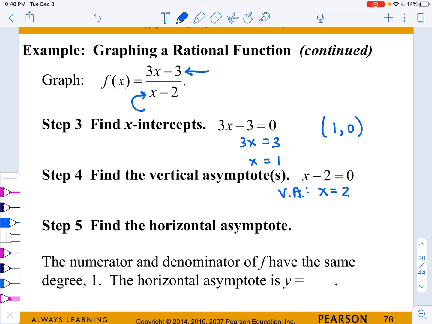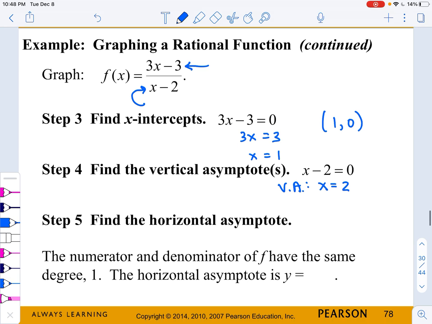Step 5, find your horizontal asymptotes. So take a look. It says the numerator and the denominator of f have the same degree. We have a 3x over x, the same power. That means we're just going to take the ratio of the numerator's leading coefficient to the denominator's leading coefficient, which gives us a horizontal asymptote at y is equal to 3.